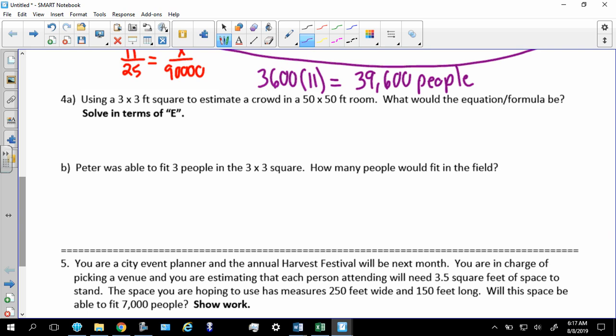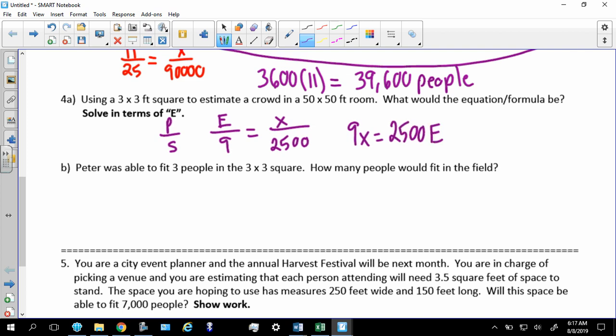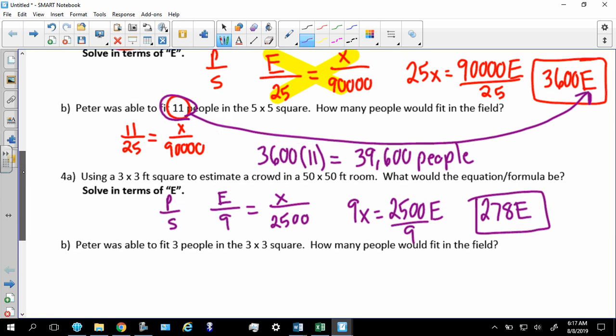All right, for 4A, same exact question. We don't know how many people can fit in the square, so we're going to set it up as E over 9. Remember, it's a people over space, is equal to x over 2,500. When we cross multiply, that'll give me 9x is equal to 2500 E, divide by 9. Now, I believe I'm going to get a decimal here, so I'm just going to round to the nearest whole, 278E. There's my answer.